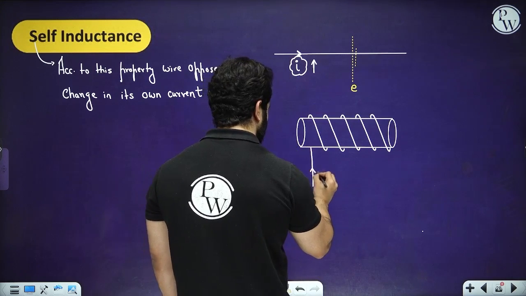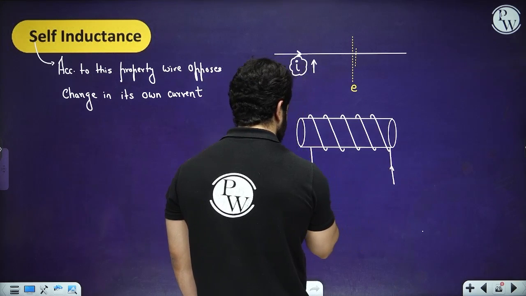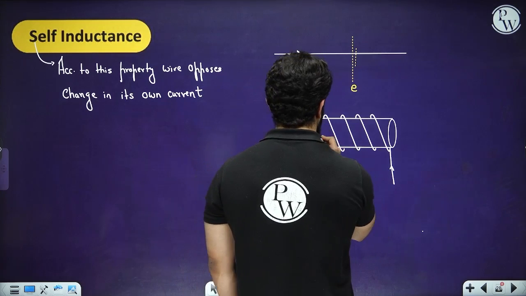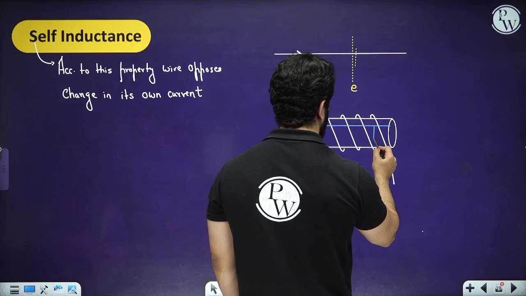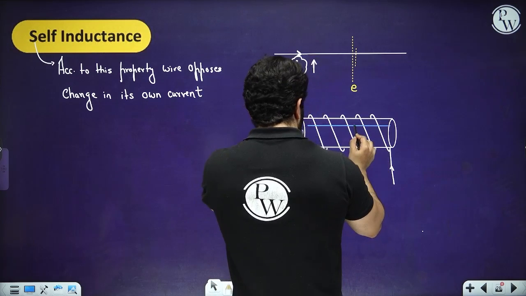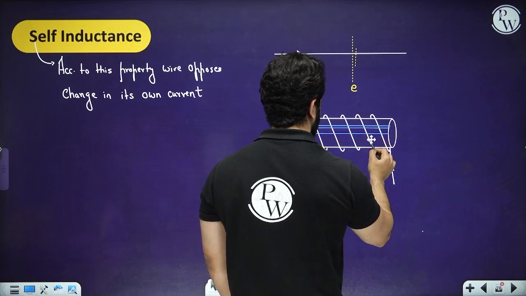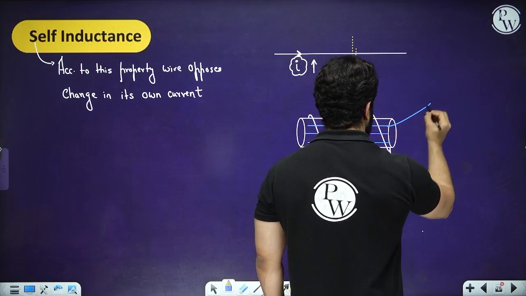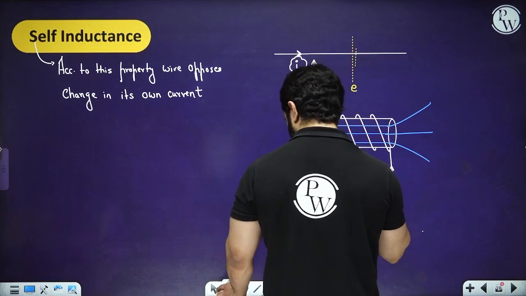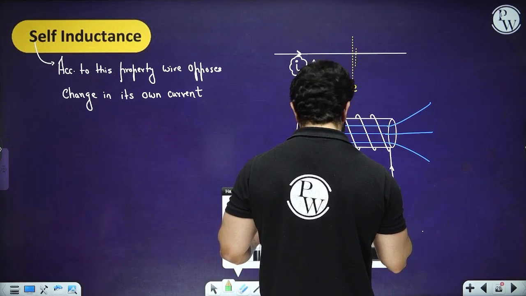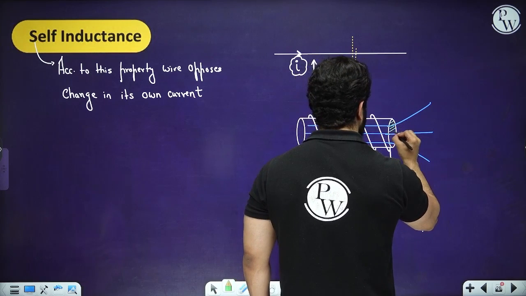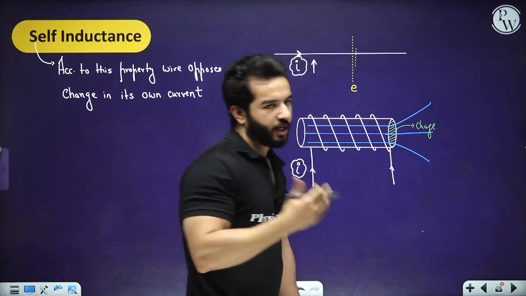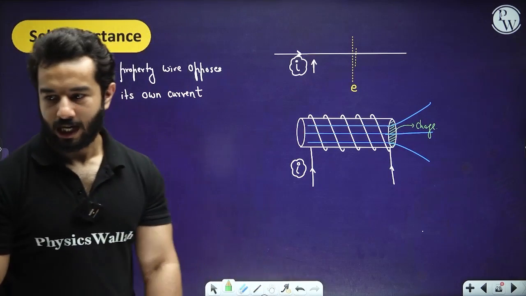And if we are going to change this current I, the magnetic flux that is linking with this coil will also change, right? The magnetic flux that is linking with this thing will also change. That means with this particular area, this is going to change. So if this is going to change, there will be an induced current which will try to reduce this change.